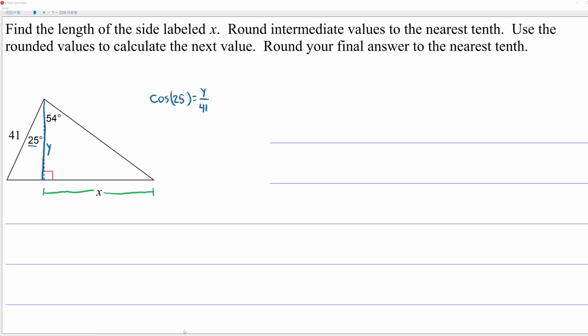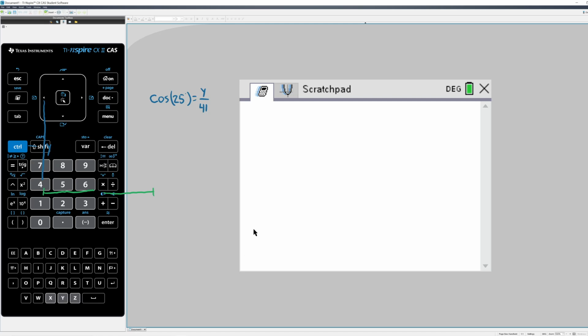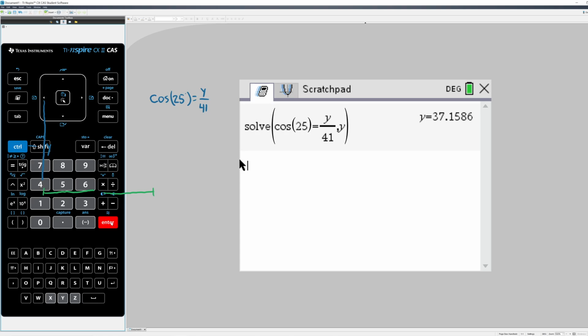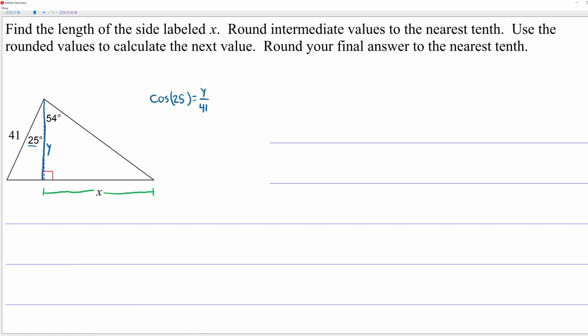Now, unfortunately, I'm going to have to switch over to my calculator app, and some of the pen will be in the way momentarily. But anyway, we'll just solve this equation. So we want to solve cosine of 25 equals y over 41 for y. And since we're using decimals, I'll press Control Enter, and we see that y is 37.2. So let's write that down. y is 37.2.